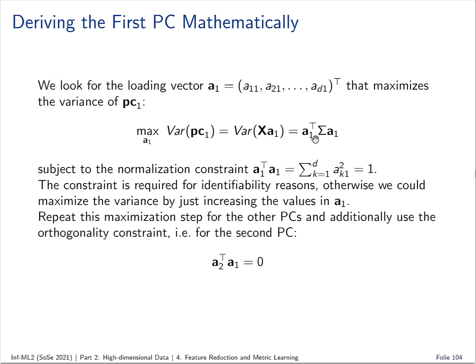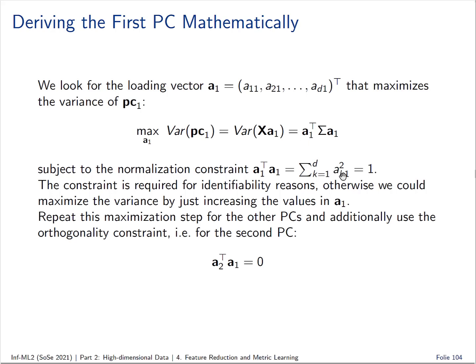That's what we're looking for, and that can be reformulated as this term here, where the sigma is the covariance matrix of our normalized data. And this optimization, this maximization, is subject to a normalization constraint that says that the loading vector has a length of 1. This constraint is required because otherwise we could just maximize the variance by simply increasing the values of A1.